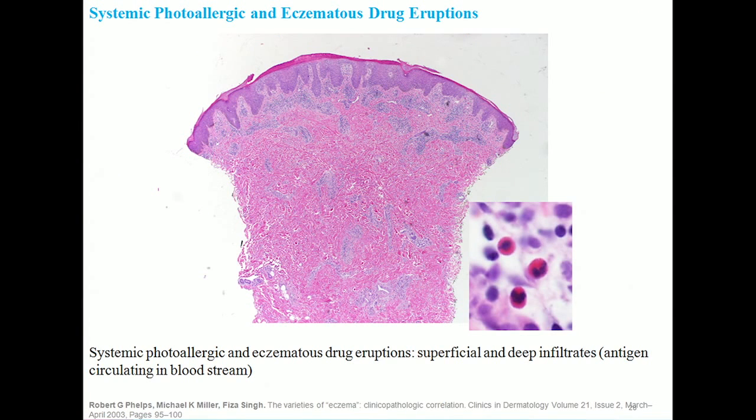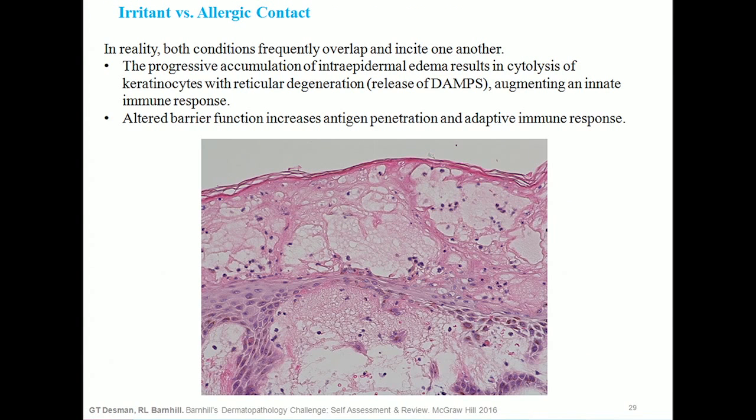Whenever you have a systemic photoallergic or eczematous drug eruption, you tend to have a superficial and deep inflammatory infiltrate, and this makes sense. It implies an inside-out process versus an outside-in, topical process. And in reality, both conditions frequently overlap and incite one another. The progressive accumulation of edema results in cytolysis of keratinocytes, the shredding or ripping apart of keratinocytes. This direct keratinocyte damage will release DAMPs, augmenting the innate immune response. Additionally, altered barrier function will increase antigen penetration and augment the adaptive immune response as well.